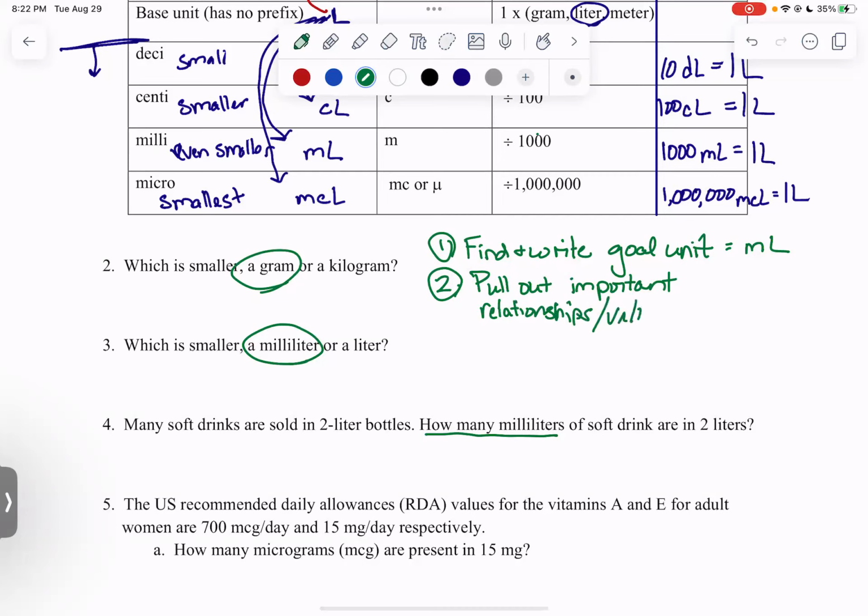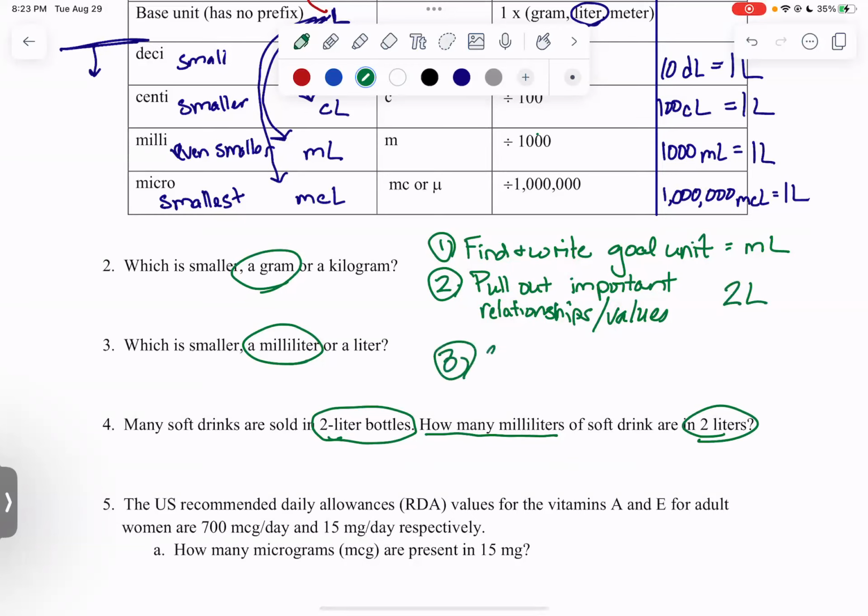Slash values, right? Something with numbers inside of our problem. Sometimes they'll give you lots of information, like when we get to dosage calculations, and sometimes it'll be just a little bit. Here, the only other information I'm given is that we're starting with a 2-liter bottle. How many milliliters of soft drink are in 2 liters? The only thing I have is 2 liters.